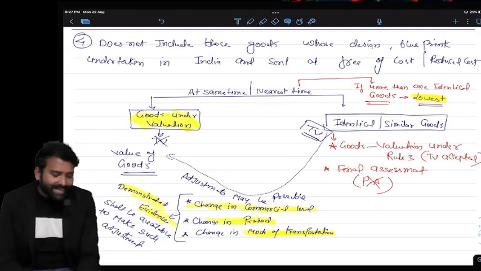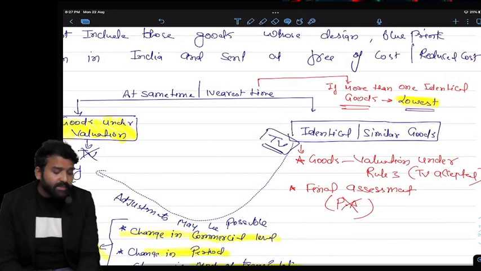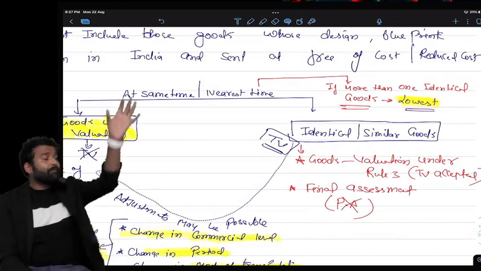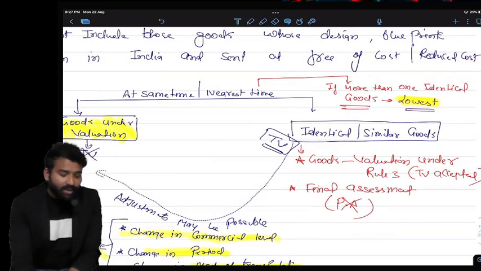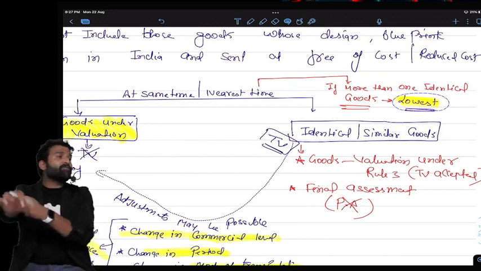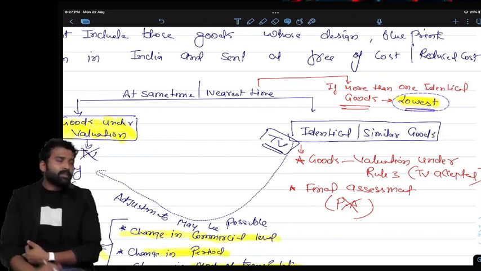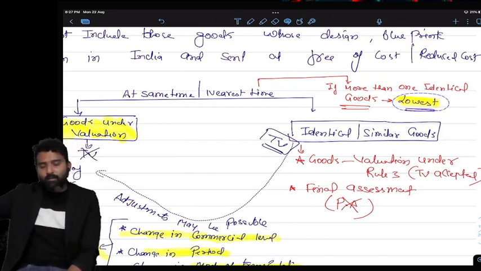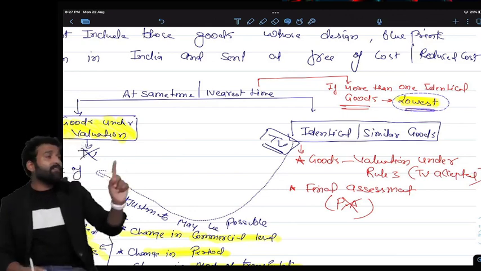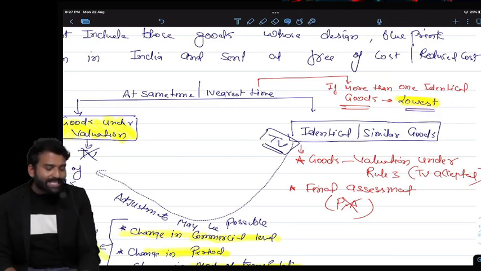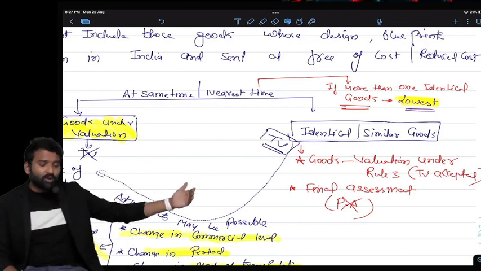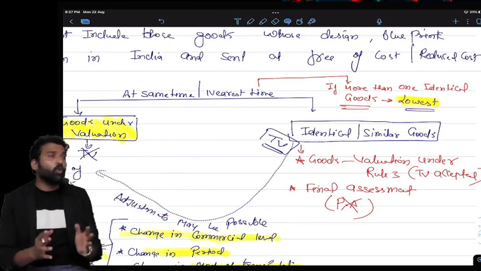But interesting, if in the nearest time there is more than one identical good and the prices of all the identical goods are different, I will be choosing the lowest price. So in the nearest time, I have 3-4 different identical goods. The price of one is 100, another is 90, another is 80, another is 70. I will go for 70. The rule says that if you have more than one price in the nearest time of identical or similar goods, I have to go for the lowest price.